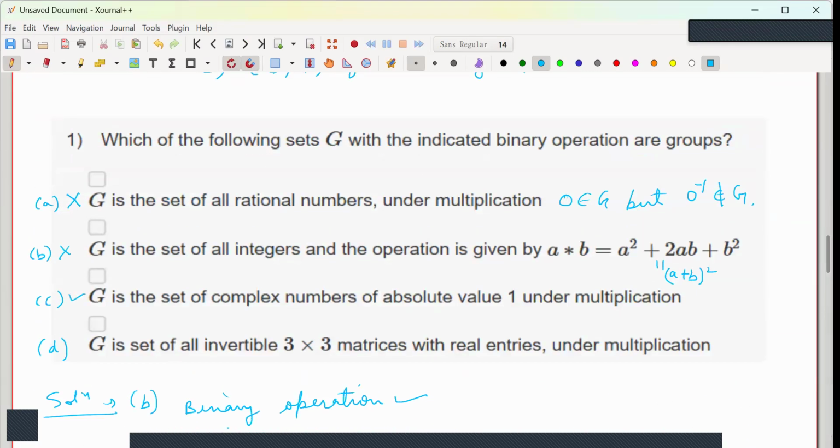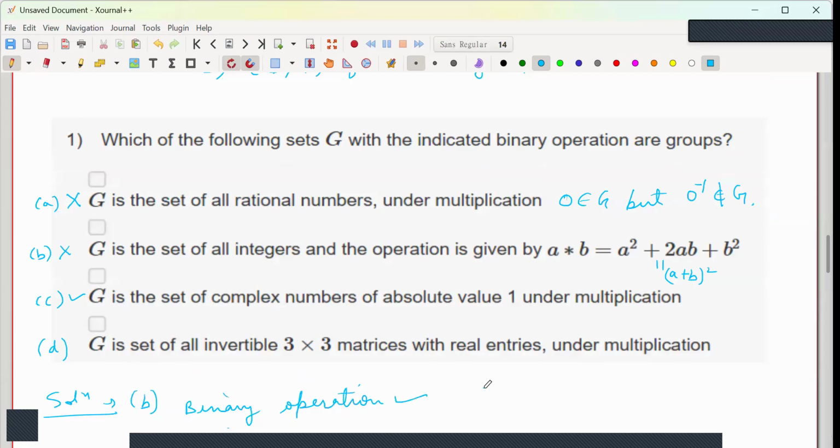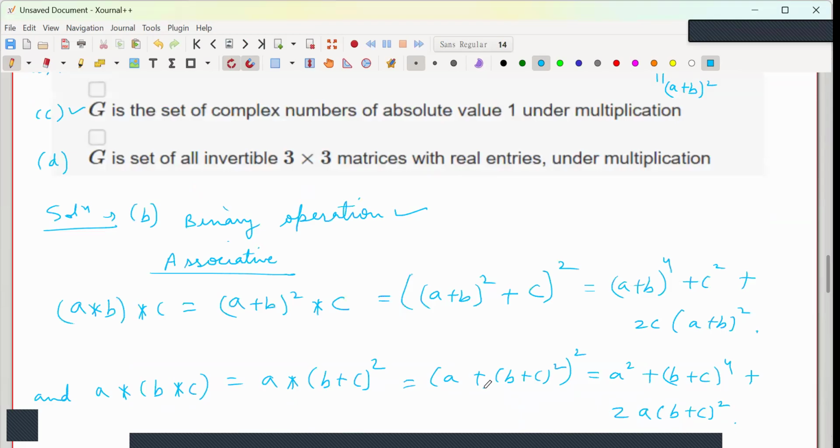Now, what about the last one? Set of all invertible 3 cross 3 real entries with multiplication. Group. This is a group. This is just GL(R), GL 3 R in fact.